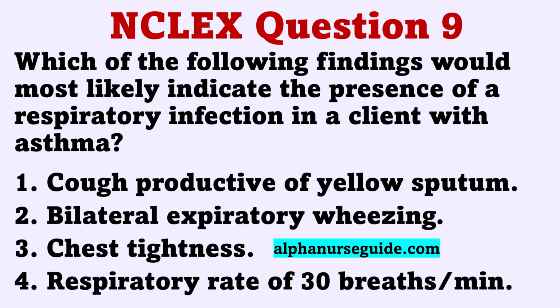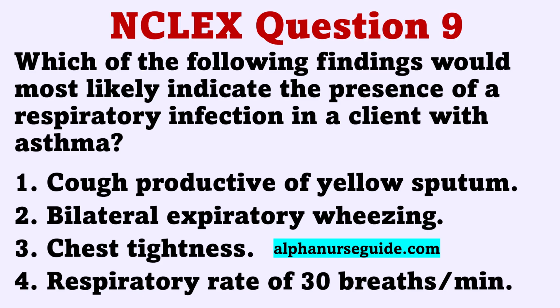Which of the following findings would most likely indicate the presence of a respiratory infection in a client with asthma? 1. Cough productive of yellow sputum. 2. Bilateral expiratory wheezing. 3. Chest tightness. 4. Respiratory rate of 30 breaths per minute.